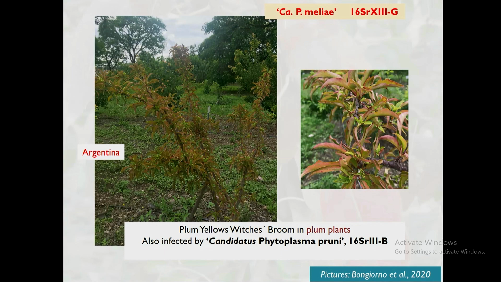Also, Candidatus Phytoplasma meliae, always in Argentina, was detected in plum plants. The name of the disease is plum jello, which is blooming, and in some cases it's possible to find a mixed infection with the 6ESR3b phytoplasma. You can see the short internode, the rolling of the leaves, the reddish leaves, etc.